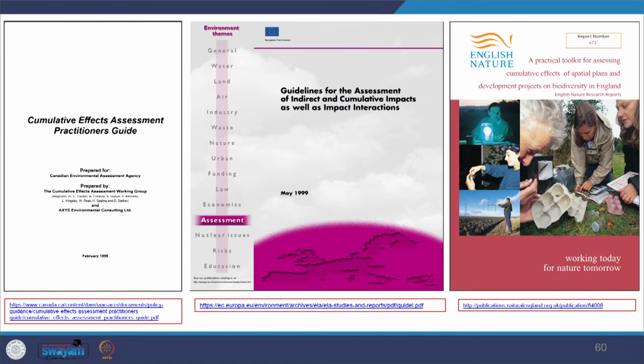Then you also find guidelines from here. You can see a practical toolkit for assessing cumulative effects of spatial plans and development projects on biodiversity in England. So there are a lot of sector-based and national advice which are available. You can see for UK, for South Africa, and for Australia, and you can find in India by MOEFCC. So we have a range of sector-wise guidance on what kind of tools and assessment methods have to be used.